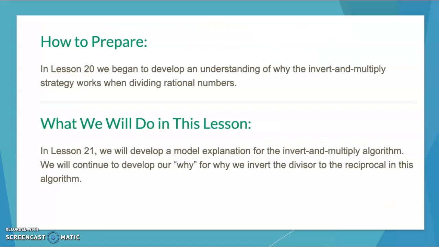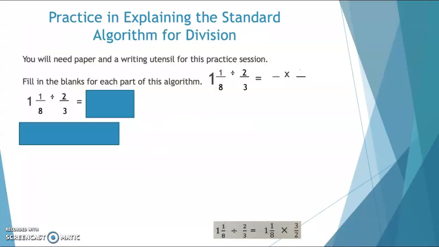In preparation, we know that in lesson 20, we began to develop an understanding of why the invert and multiply strategy works when dividing rational numbers. And in lesson 21, we're going to develop a model explanation. Okay. Let's take a look. You'll need a piece of paper and a writing utensil. So again, you might want to hit pause here and grab a pen, a pencil, and paper.